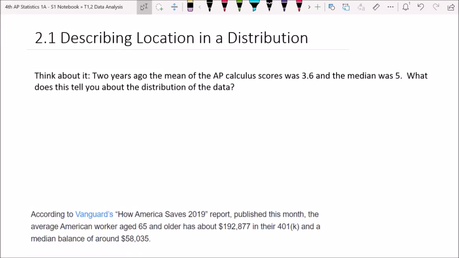Hey y'all, I'm Mr. Boyden and you're you, so we might as well be learning about describing location in a distribution. Here we go. To start today's video, I want to first review something that we talked about in the previous video with shapes of graphs.